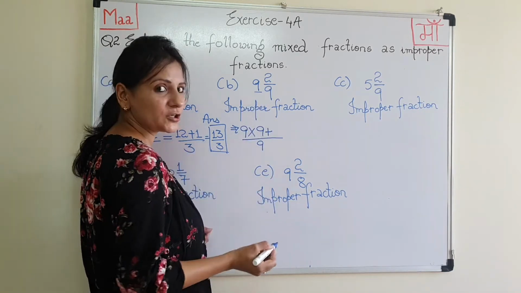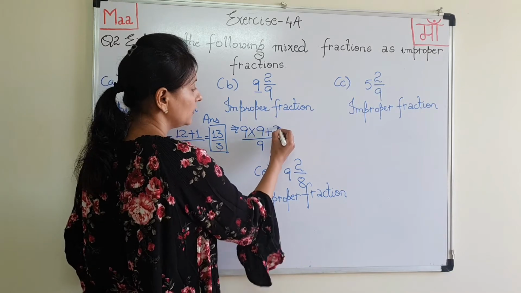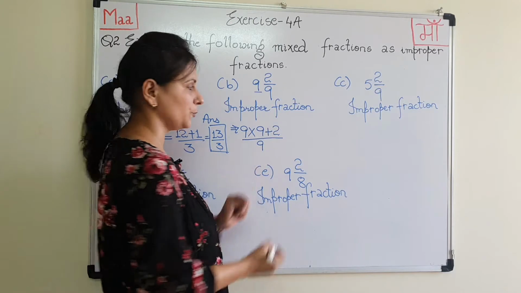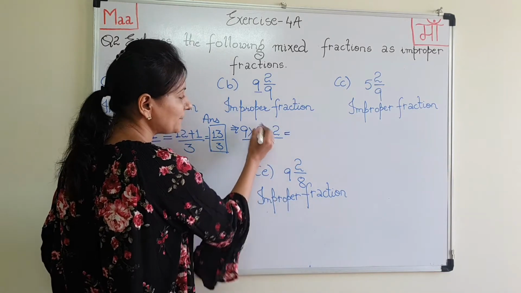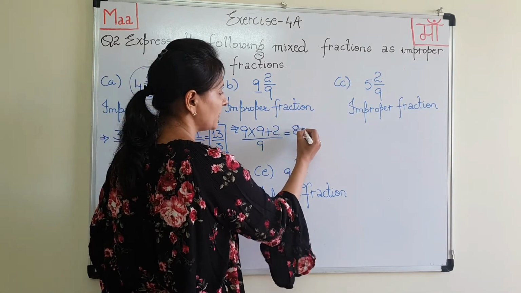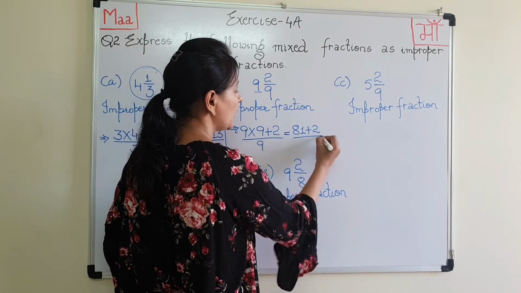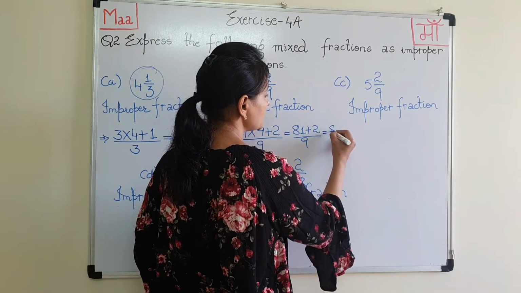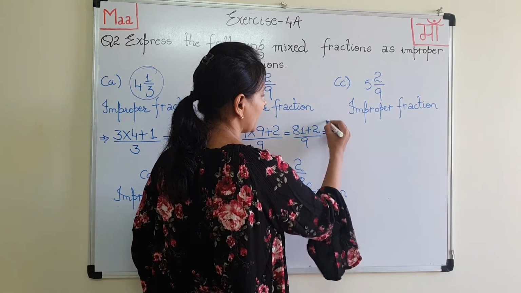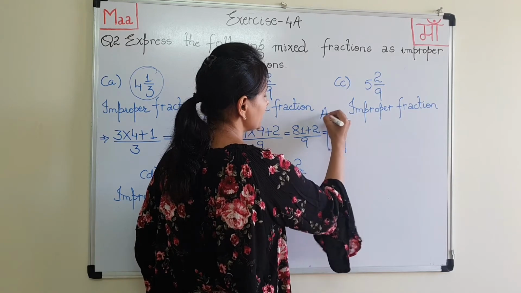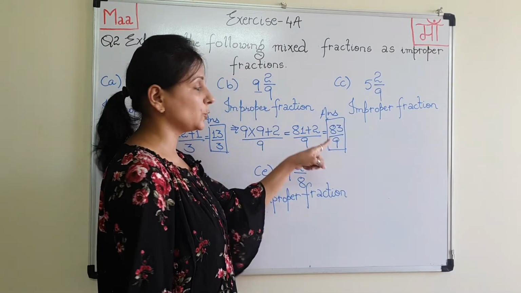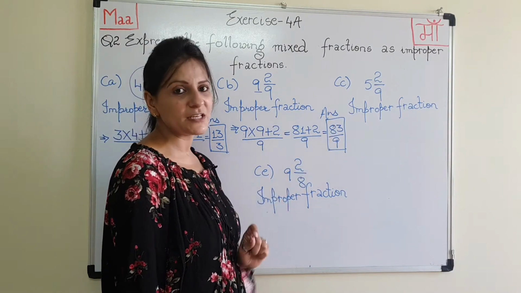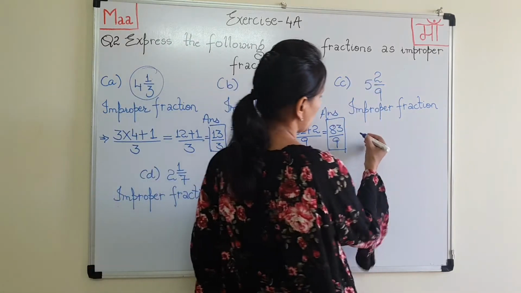Then you put an addition sign, and after addition you put the number which is there in the numerator. So there was 2 in the numerator. Now solve it. Firstly multiply. 9 into 9 is equal to 81. Then 81 plus 2 upon the denominator, which will remain the same, 9. 81 plus 2 will give you what? It will give you 83 upon 9. So this 83 upon 9 is the answer of the B part. You can see that it is an improper fraction. Numerator 83 is greater than denominator 9. Okay, let's move on to the next part.